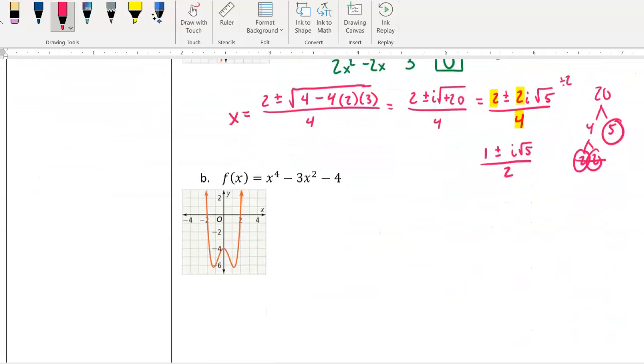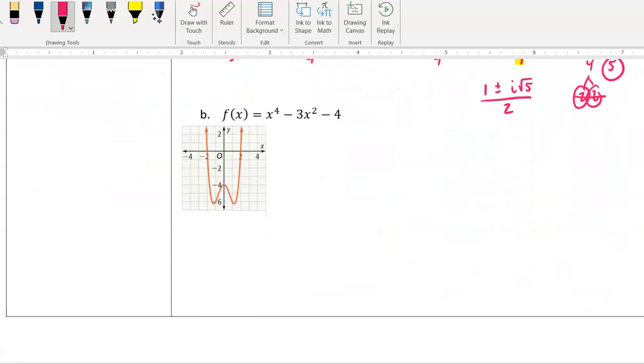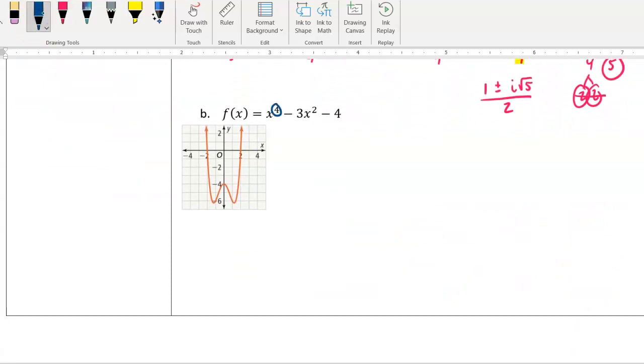All right, let's look at this last one. Well, this one's a little different. Notice how this one has a degree of 4. So our final answer for this one should have a total of 4 zeros. Now we can see from the graph, we can see two of them. We have a 0 at -2 and we have a 0 at +2.